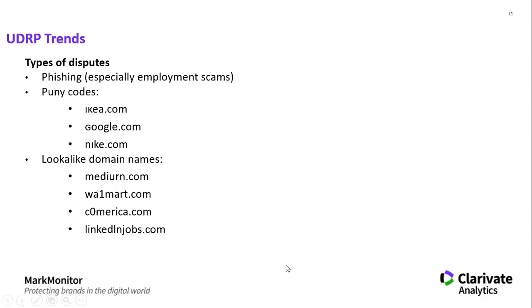And then finally, on this slide, what I sort of refer to as look-alike domain names. These are domain names in this case that look like Medium.com, Walmart.com, Comerica.com, and LinkedInJobs.com, but they're not.